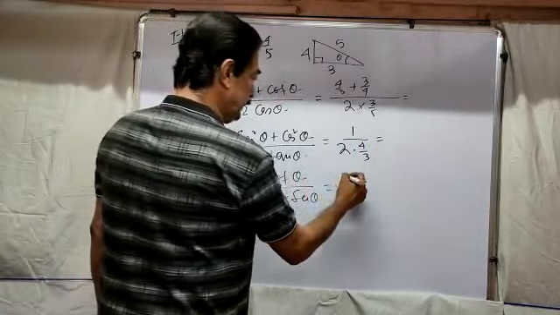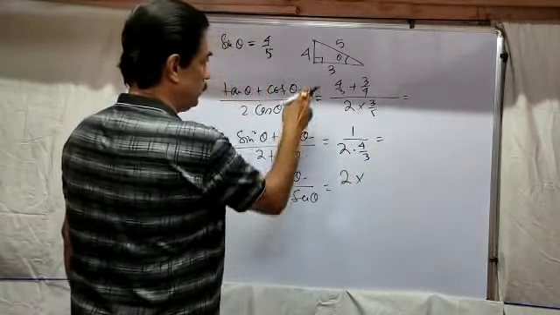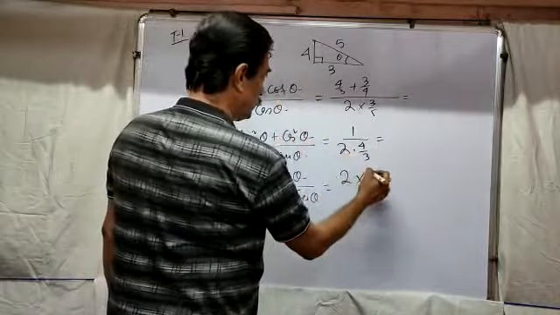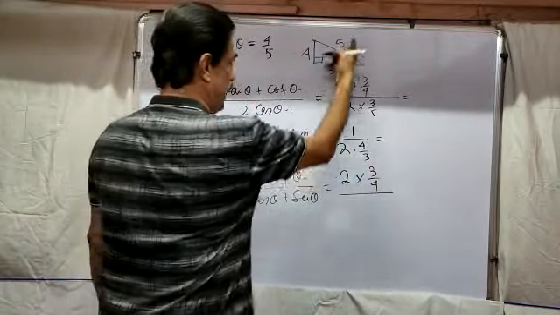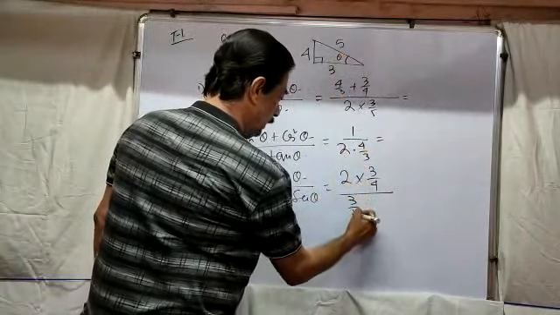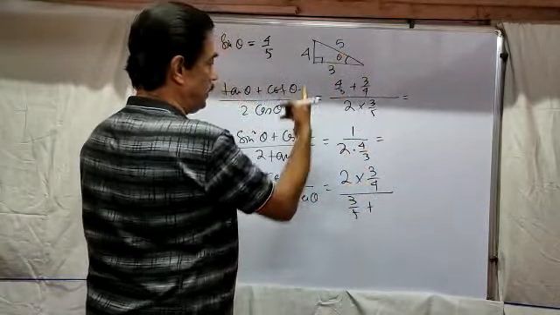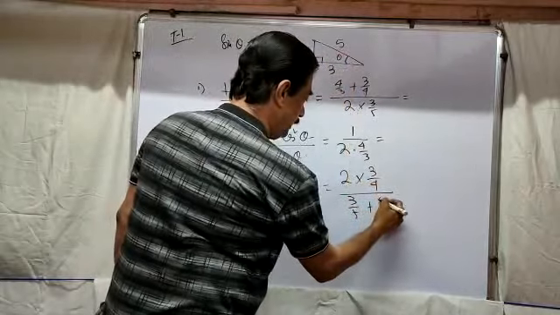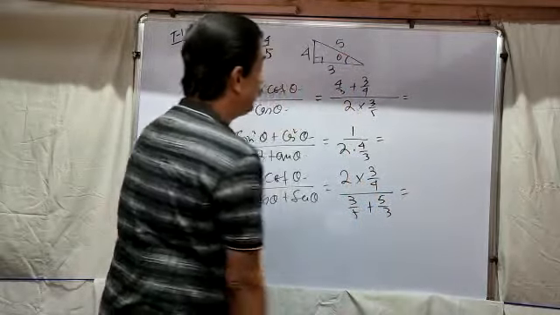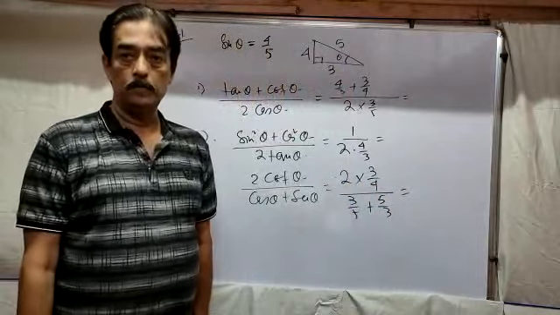Third case: 2 cot theta. Cot means base by perpendicular, so 3 by 4. Cos theta, base by hypotenuse, 3 by 5, plus sec theta. Sec theta means hypotenuse by base, so 5 by 3. And so you simplify, you can get the answer. This is your type 1.